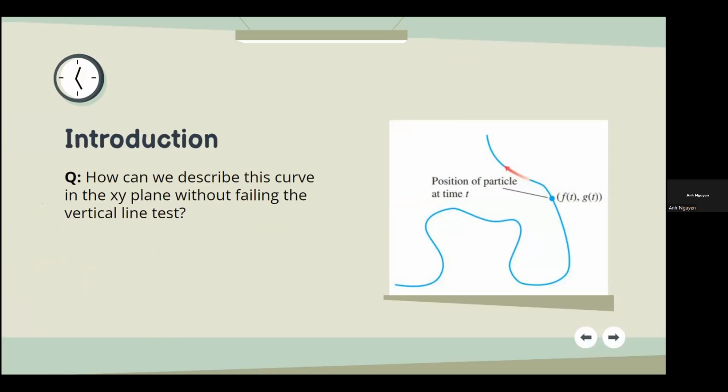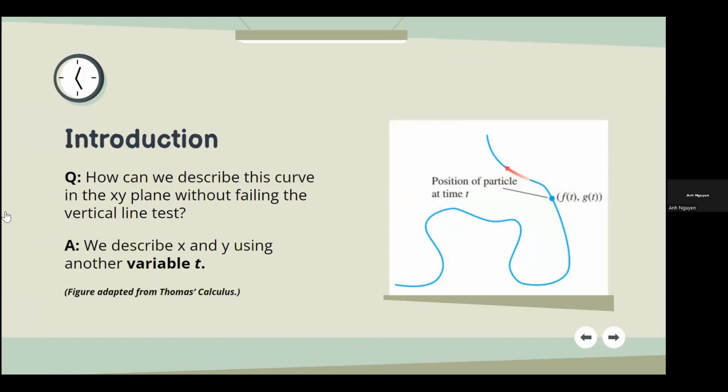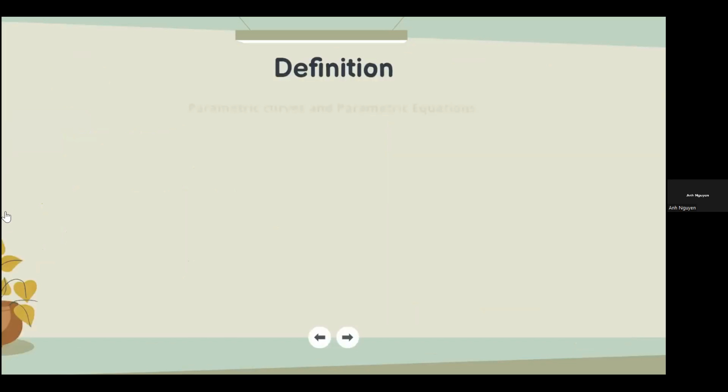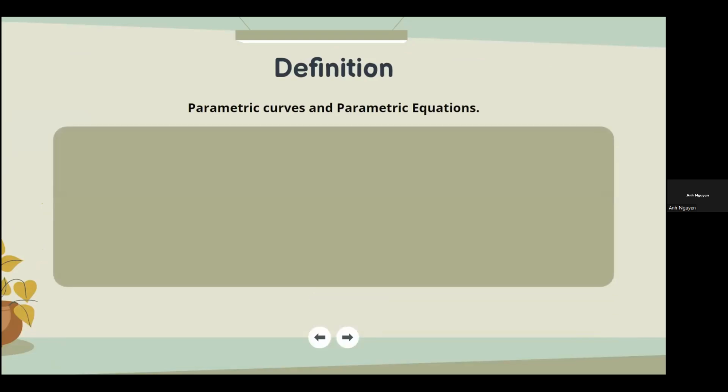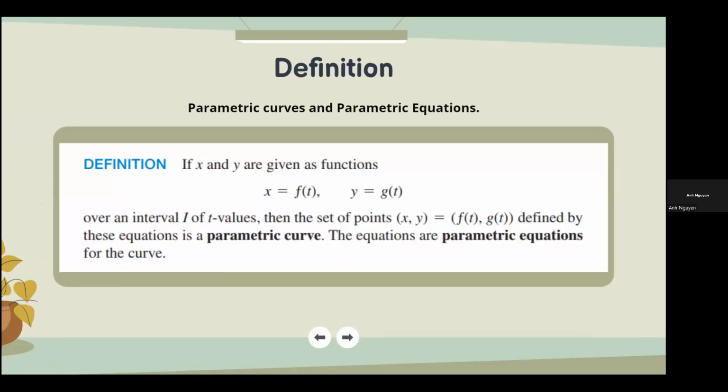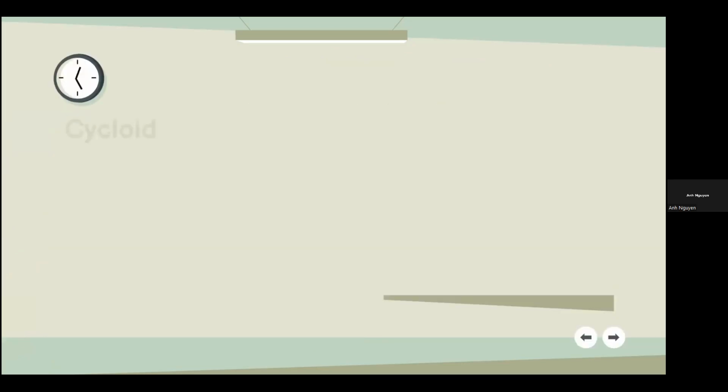To do that, we use another variable t to express x and y. Such an equation is called a parametric equation, and the set of points x and y expressed in terms of t is called the parametric curve. A specific type of parametric curve we want to discuss today is called the cycloid.